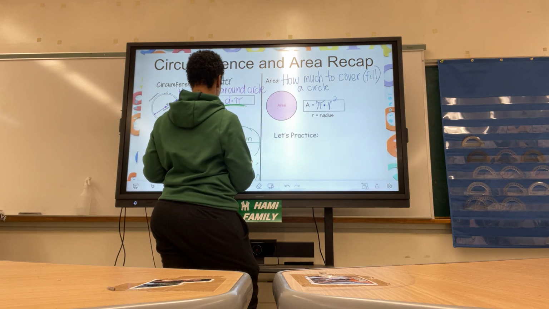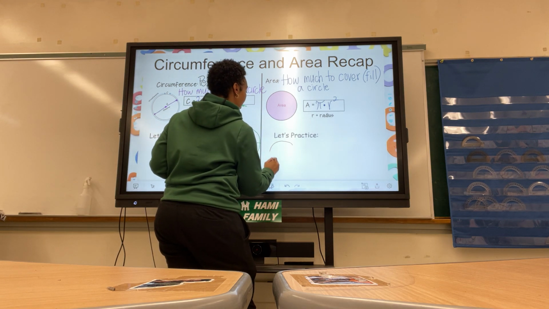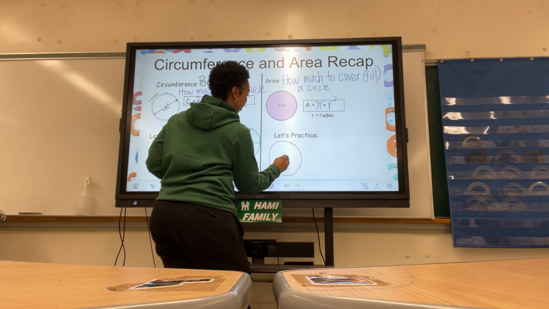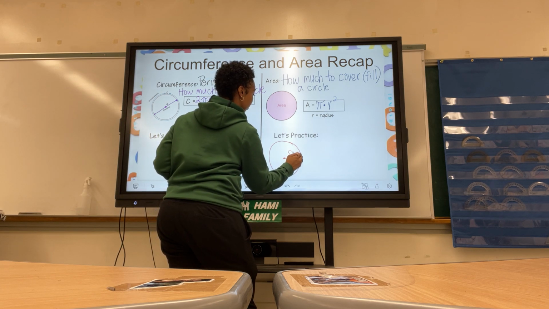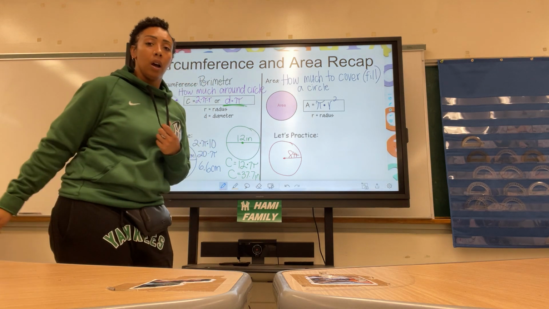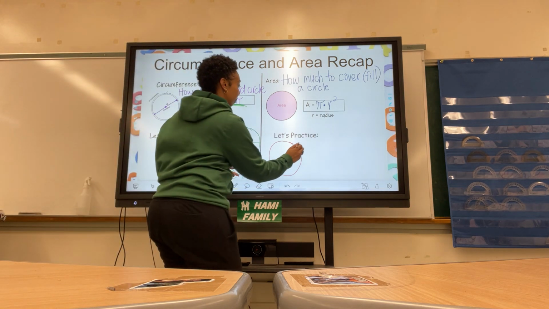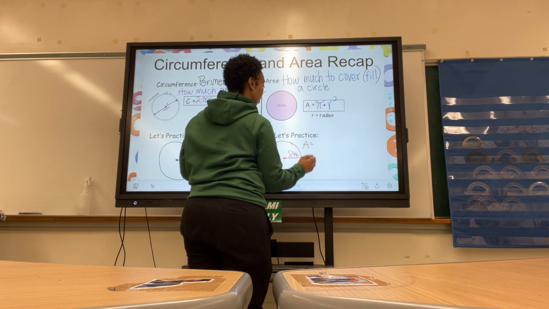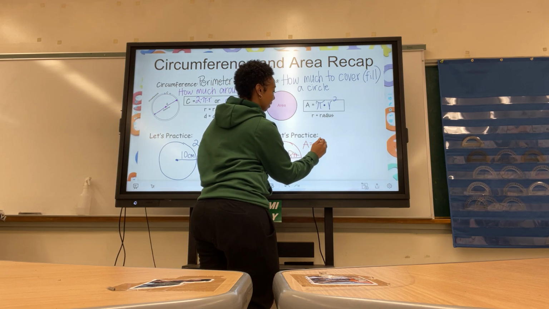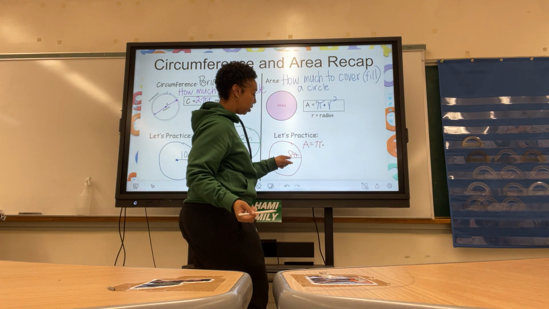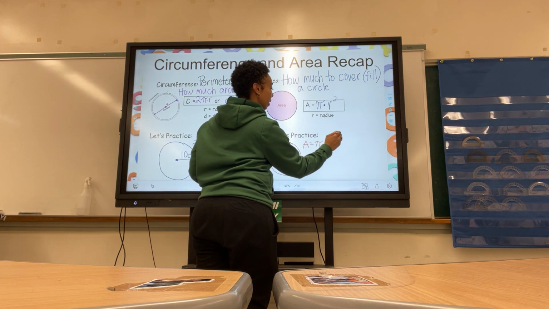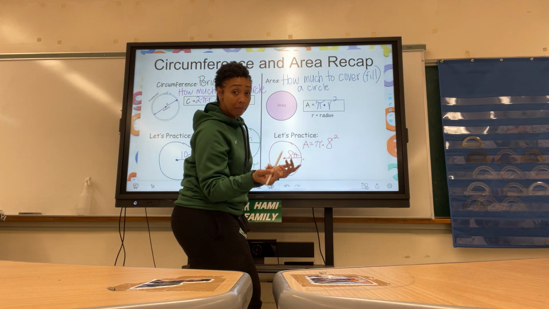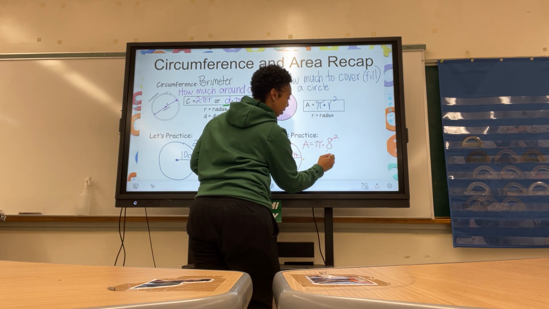Here we go. Let's say we have this circle here, and I'm giving the radius of 8 feet. Okay. All I'm going to do is set it up. My area equals pi times my radius, which in this case, remember, radius is halfway across the circle, 8 squared. And so I'm going to do the math. 8 squared is 8 times 8, which is 64. And I times that by pi.